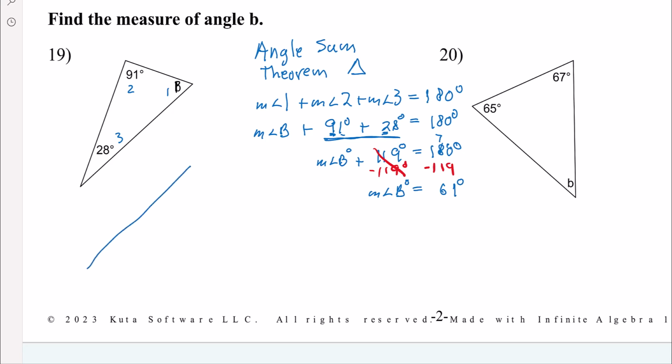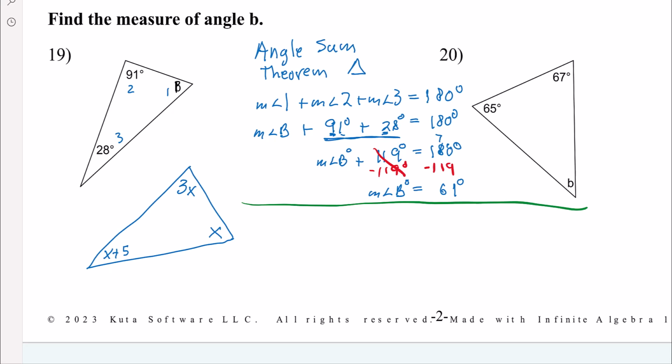Now, let's say for a second we didn't know any of that. Let's call this x, let's call this 3x, and let's call this x plus 5. Well, we still know, and all of these are in degrees, that x in degrees plus 3x in degrees plus x plus 5 degrees is equal to 180 degrees.